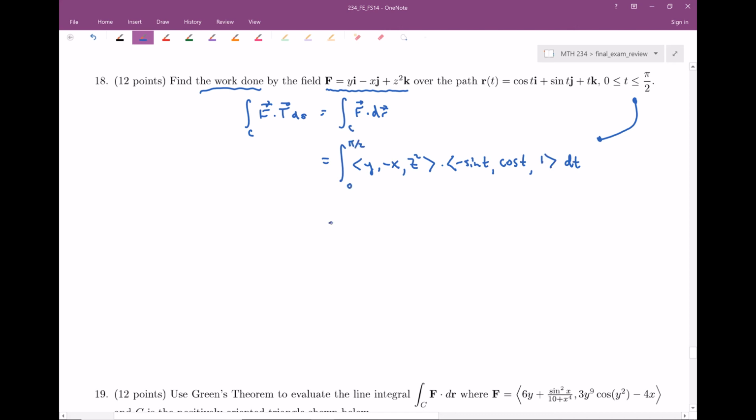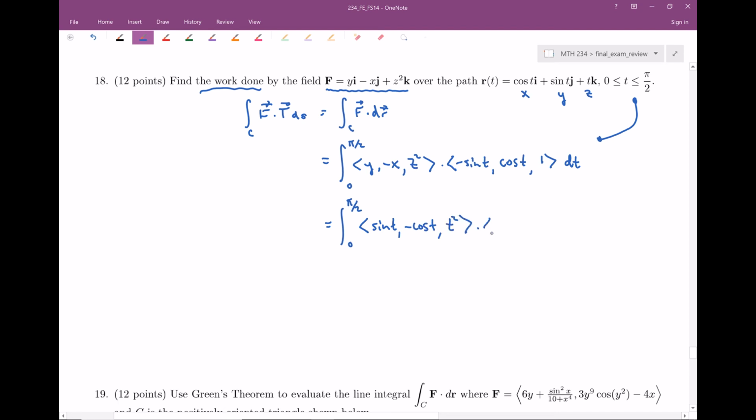Now, of course, this is a bit disturbing because we have y's and x's and z's, and I want to integrate with respect to t. So I need to get all t's. Remember, this is our x coordinate, this is our y coordinate, this is our z coordinate. So everywhere I see an x, I'm going to plug in cosine. Everywhere I see a y, I'm going to plug in sine. Everywhere I see a z, I'm going to plug in t. And then we're going to have this all in terms of t's. So we have sine, negative cosine, and z squared, aka t squared.